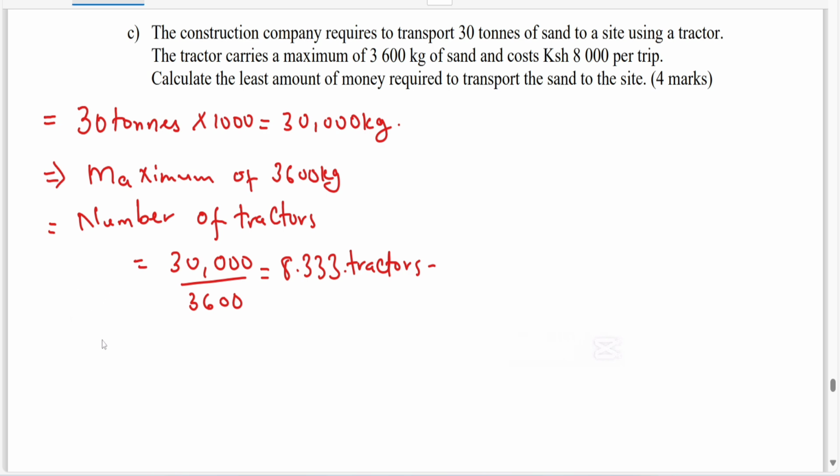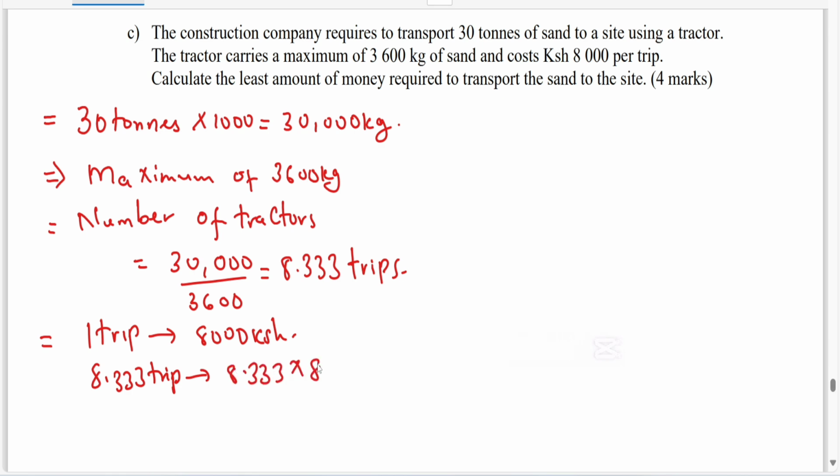Sasa lakini umeambiwa hapa it costs 8,000 shillings per trip. So tractor moja yenyewe ndio trip moja hivyo. So the tractor itself, okay, sorry, hapa ni trip 8, so not tractors because we just have that one tractor ambao yani ya carry is of sand. So we have 8.33 trips. For one trip it costs 8,000 shillings. So we ask ourselves, what about the 8.33 trips that one tractor made?